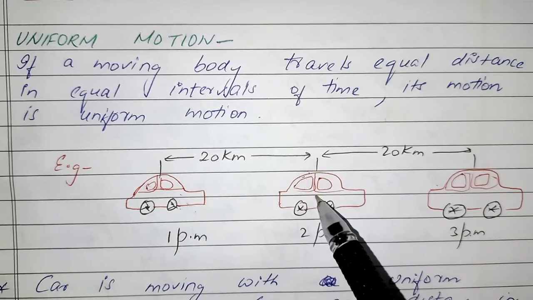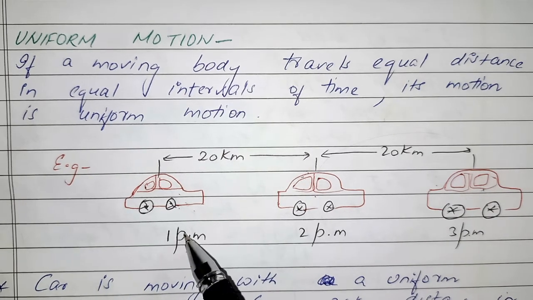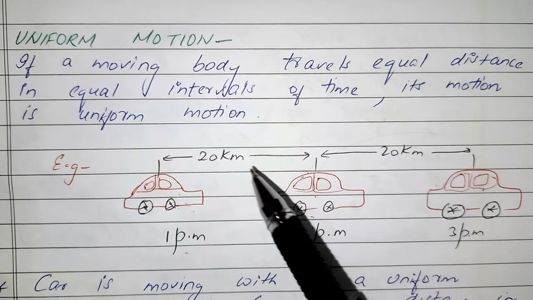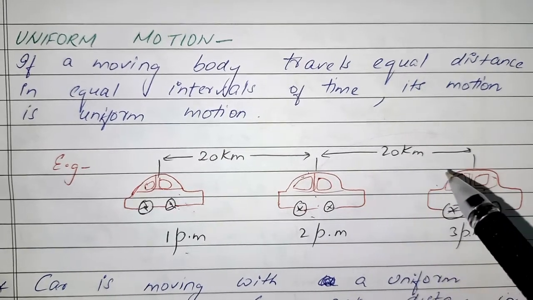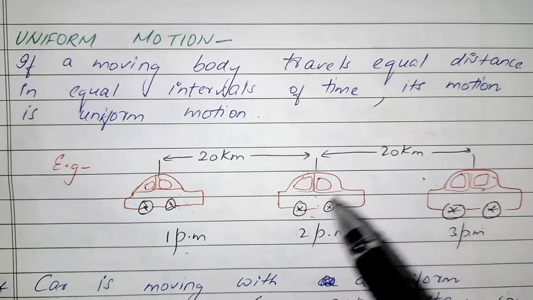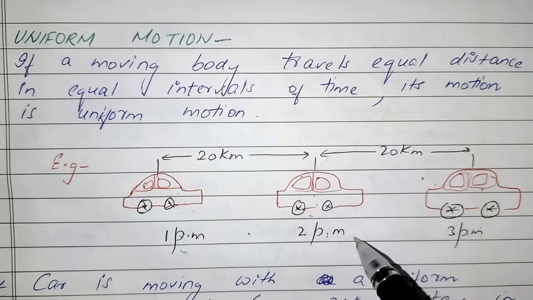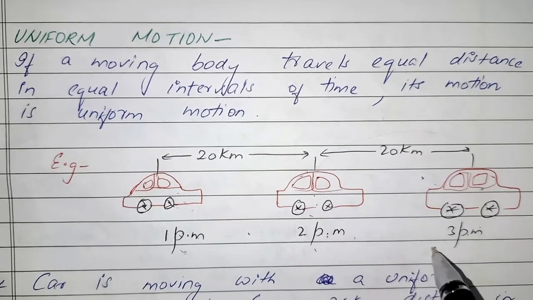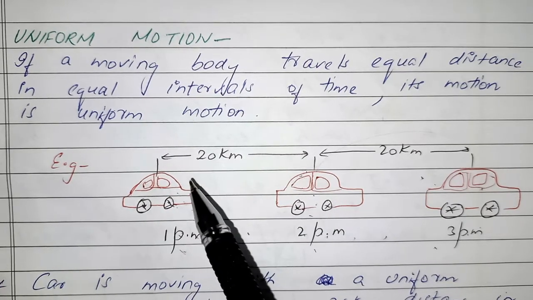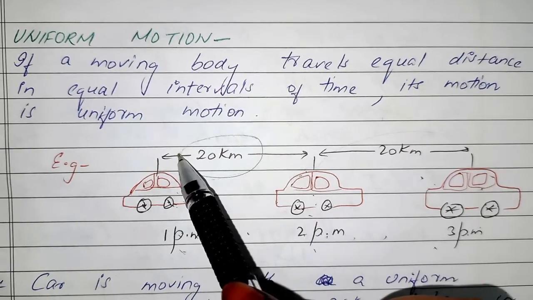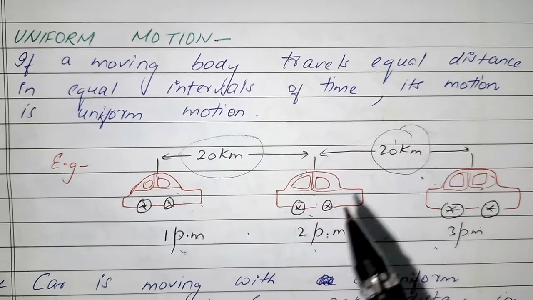For example, this is a car. It came to this point and then it reached this last point. At 1 p.m. it was here, at 2 p.m. it came here and it covered a distance of 20 km. At 3 p.m. it came here and covered a distance of 30 km. What is the difference in time from 1 to 2 p.m.? It is 1 hour. Again, the difference between 2 and 3 p.m. is 1 hour. In 1 hour it covers a distance of 20 km, and here also you can see it is covering an equal distance of 20 km.